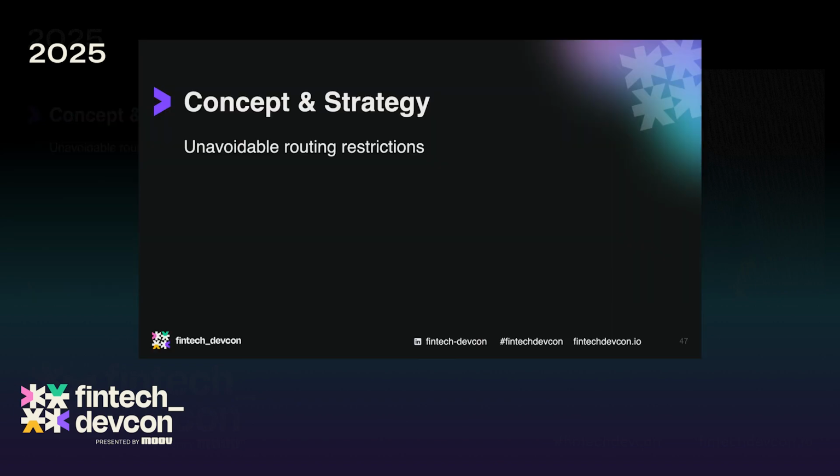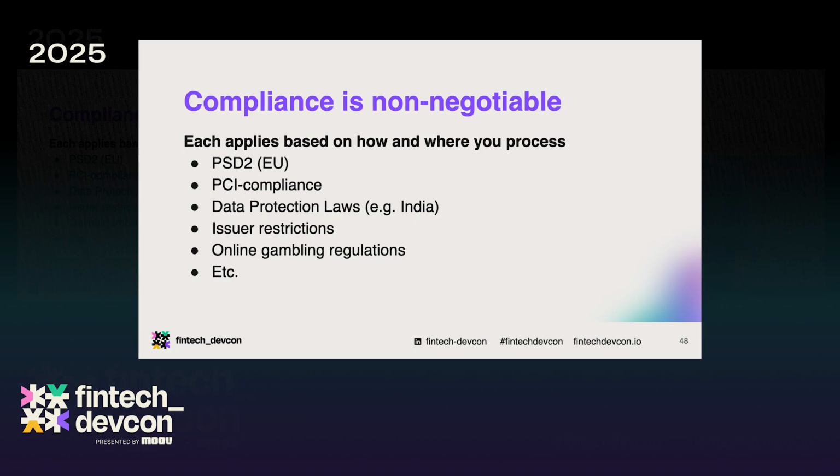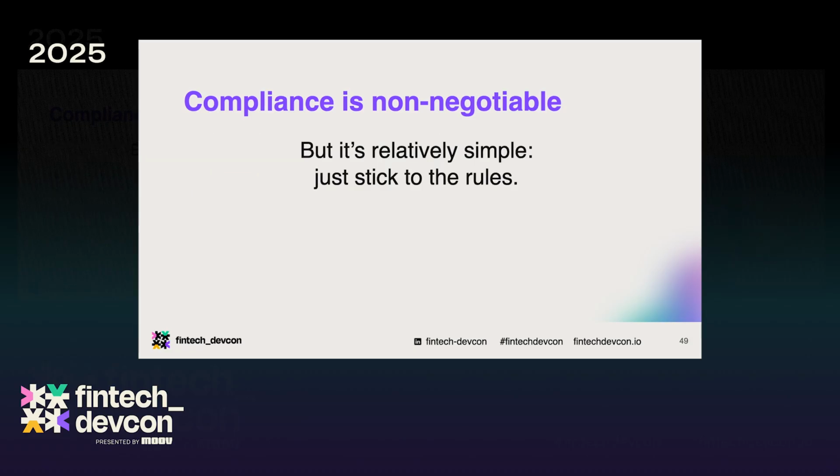Cool. So finally, there are also some unavoidable routing restrictions. Compliance is non-negotiable. I already said it. Depending on where you process, but also where somebody's card is issued, you have to stick to compliance. There are many things to keep in mind. Generally, after you've established all the rules that you have to stick to, it's relatively simple. Stick to them, and you'll be fine. If you don't, your merchant might lose their license, or in case of scheme compliance, the scheme might tell you, we don't want you to process with us anymore, or we're going to fine you very hefty.